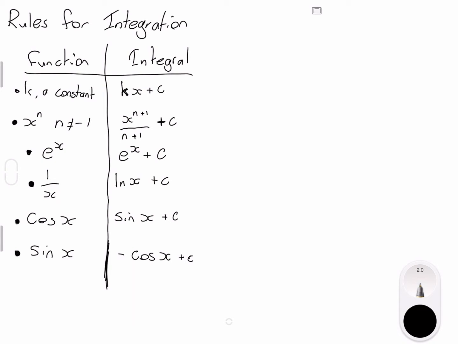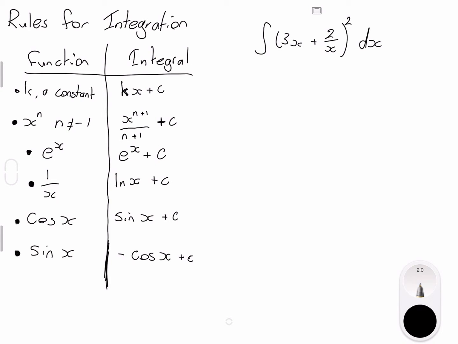Because there's no product or quotient rules for integration, we have to carry out multiplication or division before we integrate. So let's look at an example. If I have the integral of (3x plus 2 over x) all squared, dx.